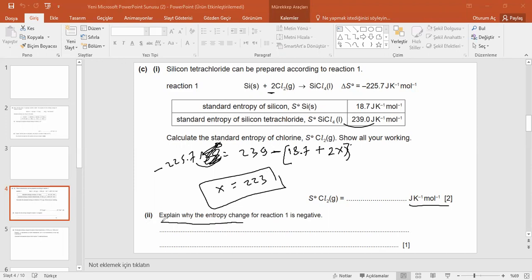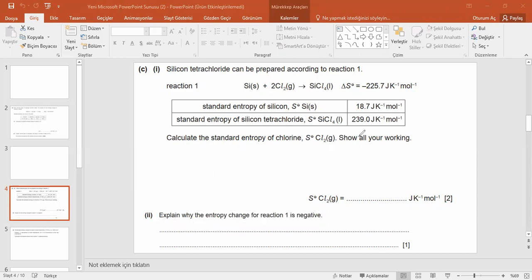Explain why the entropy change for this reaction is negative. So it must be negative. Guys, why? What do you think? It is negative, guys, because here we have gases, 2 moles of Cl2, but here we have only liquid. Guys, more moles of gases means more entropy. So this side will have more entropy.